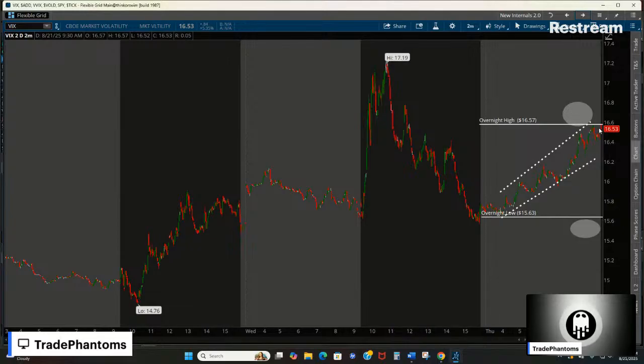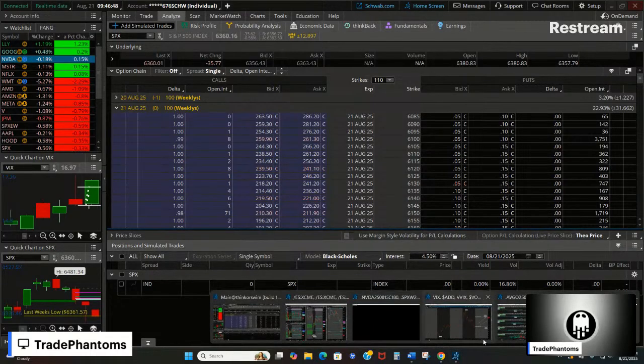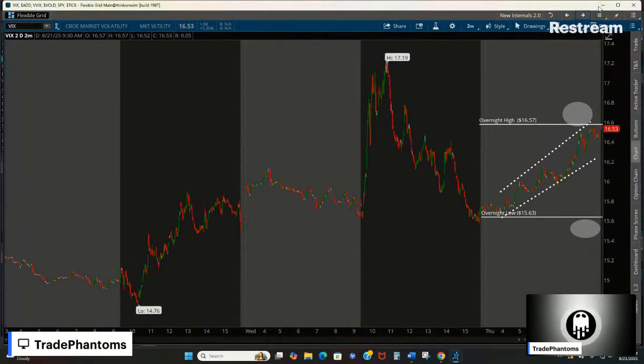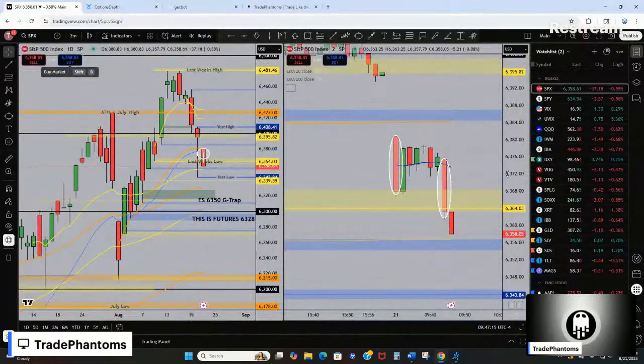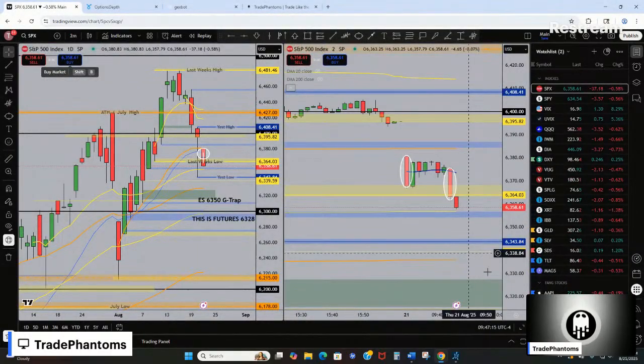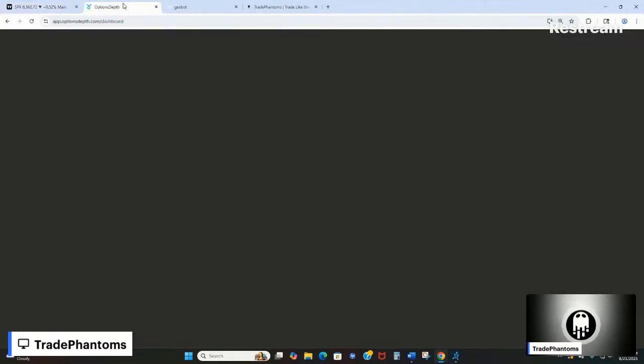VIX up 7%. Why is this thing not updating? Come on, man. All right, well, whenever Thinkorswim decides to come back online here, I'm looking to get some puts on SPX. This thing slows down my computer too much, and I have nothing on it. Would not want to get too far away from the 6345, 6340 handle.